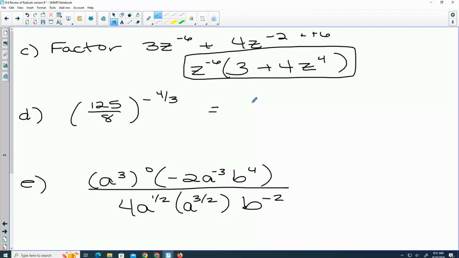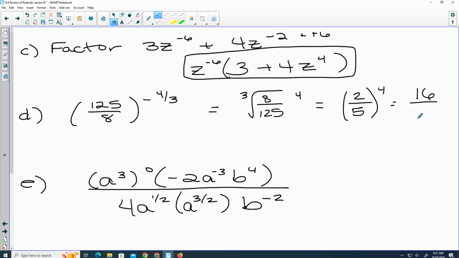Second one, what does the negative power do? Flips it. This would be 8 over 125. What does a 4/3 mean? With a radical. It's the cube root or 4th root? Cube root of this to the 4th. What's the cube root of 8? Cube root of 125. So 2 to the 4th, 16. 5 to the 4th, we get 16 over 625.